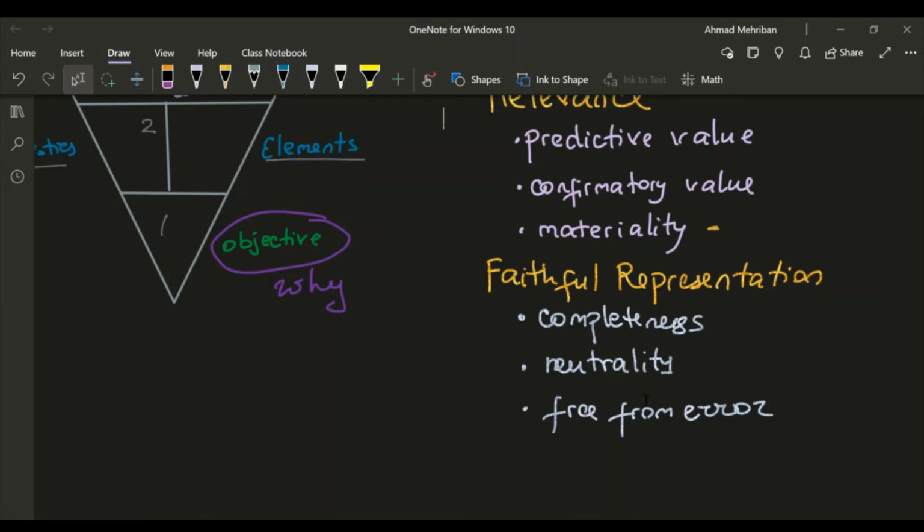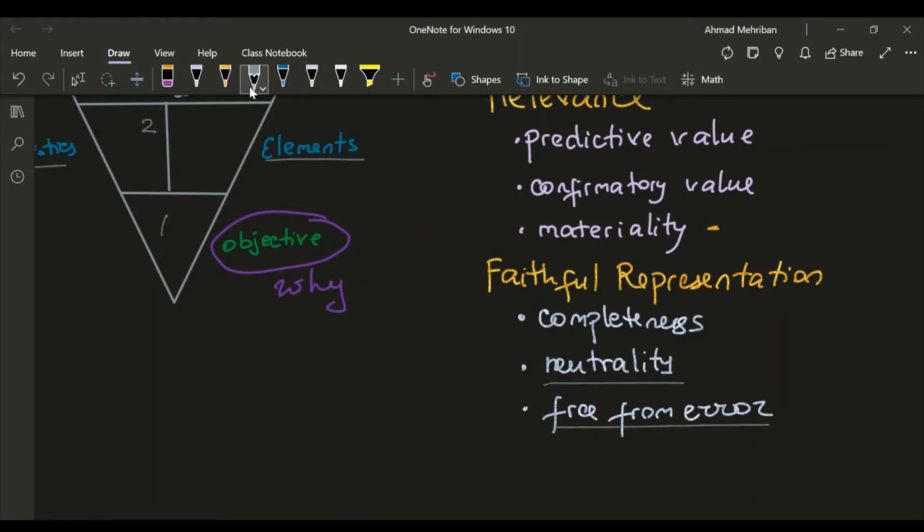Second one is neutrality. Neutrality, simply putting it, is free from bias. It's neutral information that doesn't favor one side or the other. If one investor is favored over the other, then the information is not neutral. So we need information free from bias. And free from error is the last one.